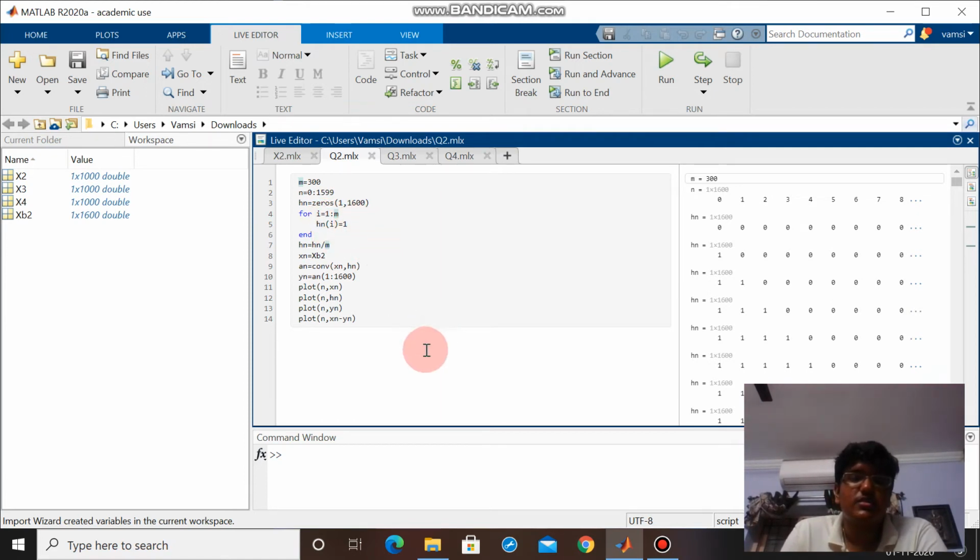If we observe system equation 2, it is given as the sum of delta of n plus delta of n minus 1 and so on up to delta of n minus m. If we observe clearly, for all the values from 1 to m, hn, the impulse response, will be equal to 1, and for the remaining values it will be 0. Once we have obtained the hn values, we divide it: hn is equal to hn by m. This is the final impulse response according to the given system.